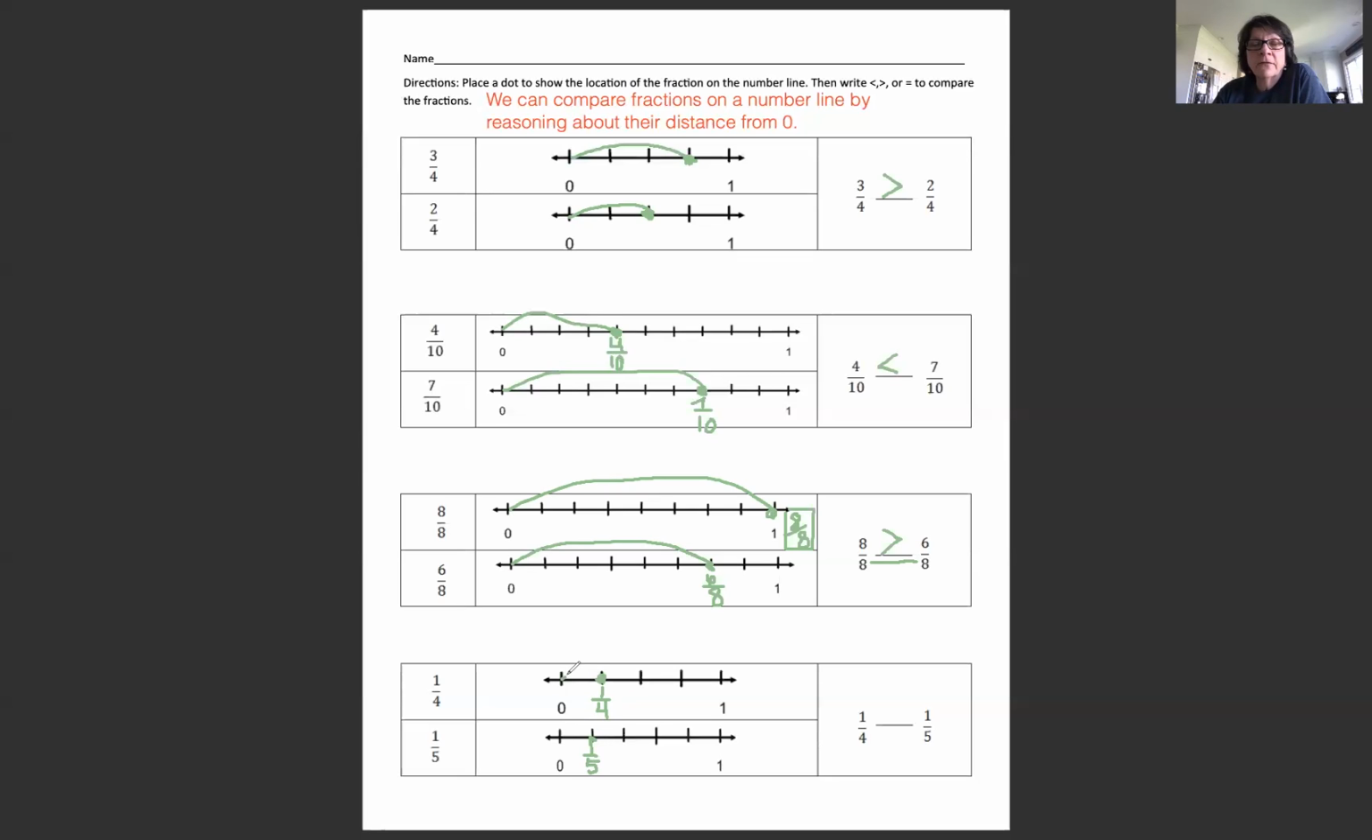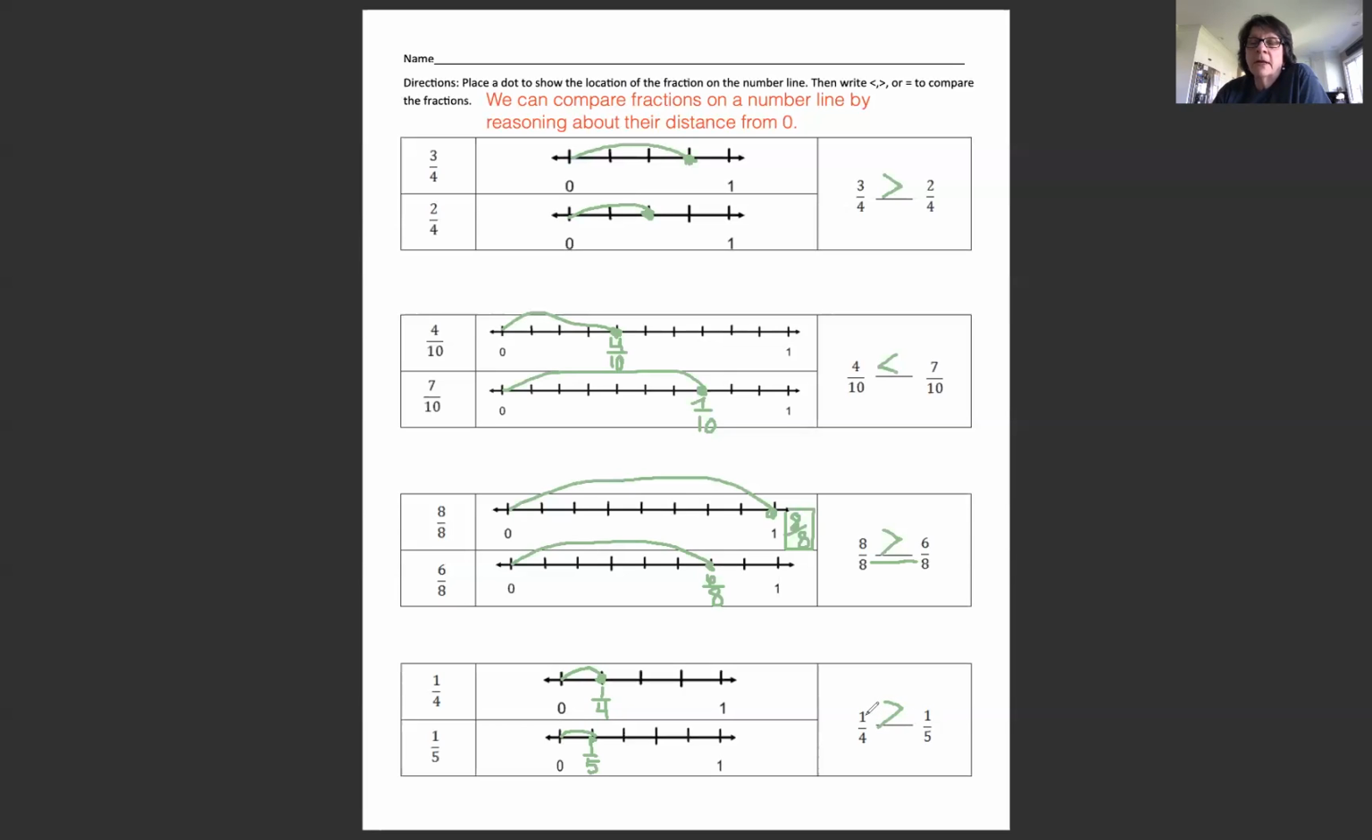1/4 is this far from 0. 1/5 is this far from 0. Which one is closer to 0? 1/5. So that means 1/5 is smaller. 1/4 is further away from 0, so that means 1/4 is bigger. So when I come over here to make my comparison, I'll say 1/4 is greater than 1/5.